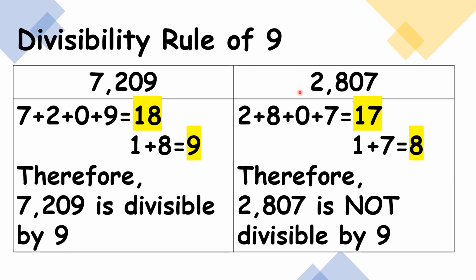So let's have this: 2,807. Is this number divisible by 9? Let's add all the digits. 2 plus 8 plus 0 plus 7 is equal to 17. Then 1 plus 7 is equal to 8. 8 is not divisible by 9. Therefore, 2,807 is not divisible by 9.